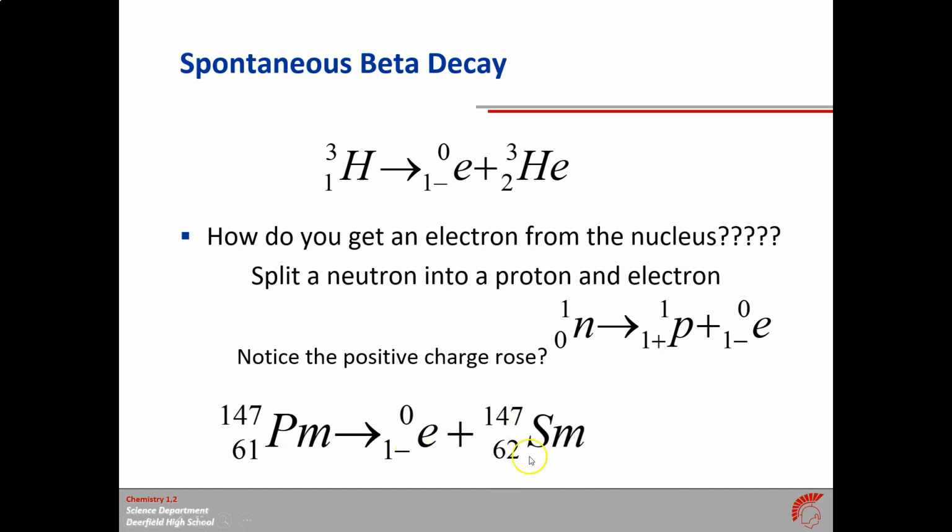Hopefully you figured out that we were going to have the same mass number, 147, because the electron coming out, the beta particle, doesn't have any mass, but one of the neutrons gets converted to a proton, so our atomic number goes up by 1.